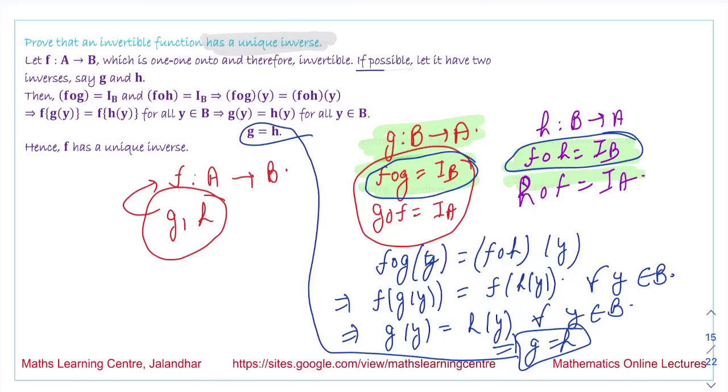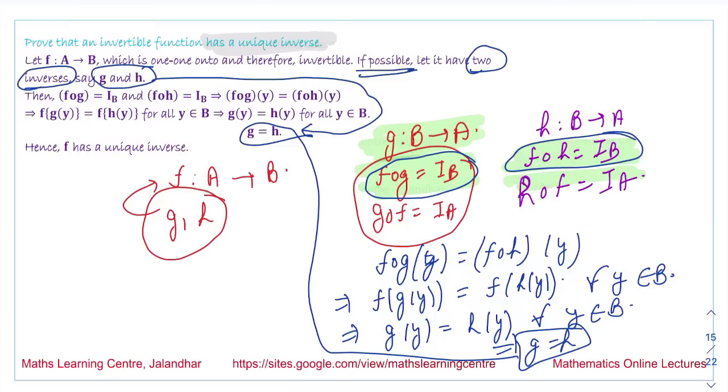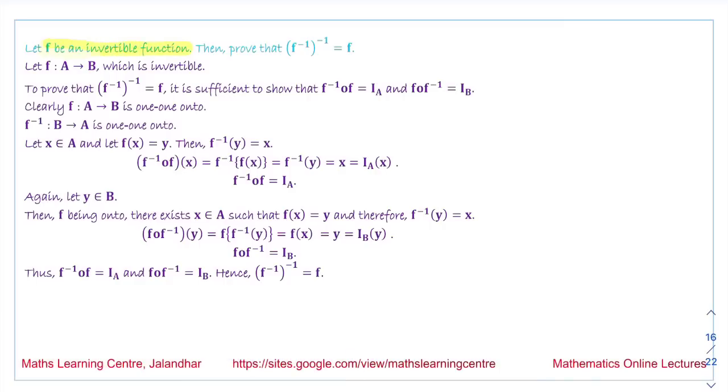We have considered that if possible, let there be two inverses g and h, and we have proved that if such a case is there, then g and h are equal. It means f has a unique inverse. Next, let f be an invertible function. Then we have to prove that f inverse of inverse is equal to f.